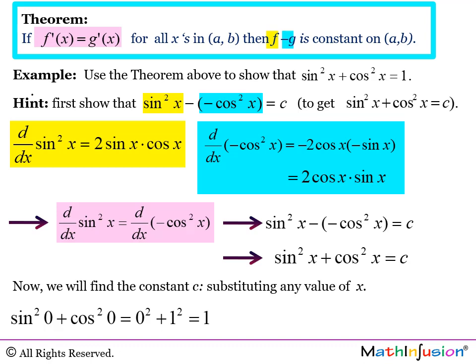And I get that sine squared of 0 plus cosine squared of 0 equals 0 to the power of 2 plus 1 to the power of 2, and this is 1. So not only did I show the theorem, I also know now that this c has to be 1. And I conclude indeed that sine squared x plus cosine squared x equals 1.